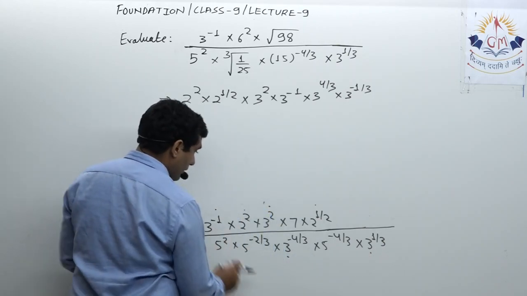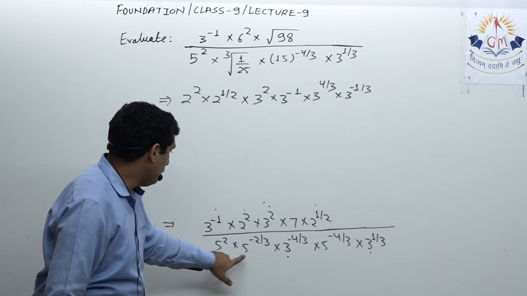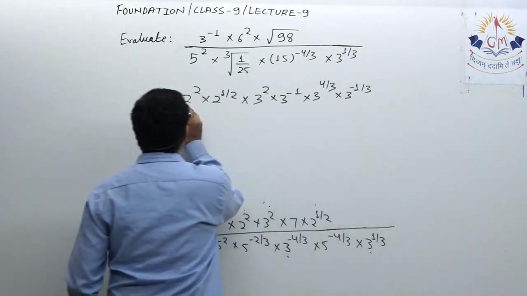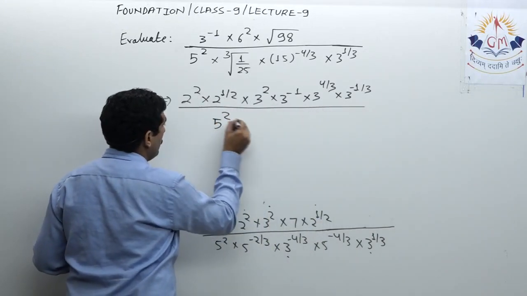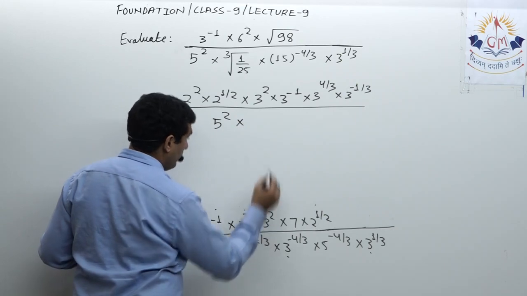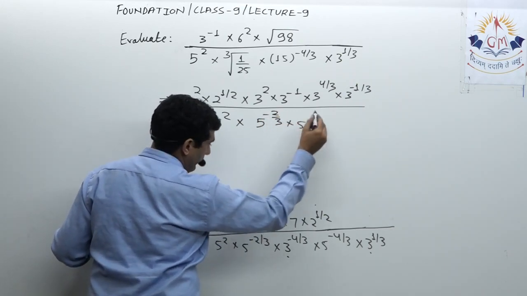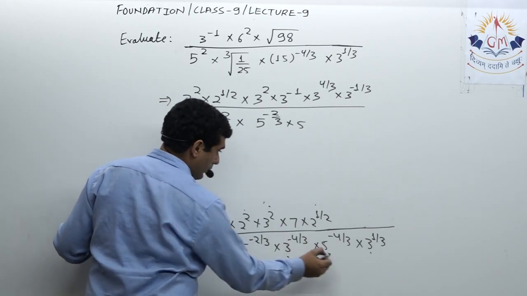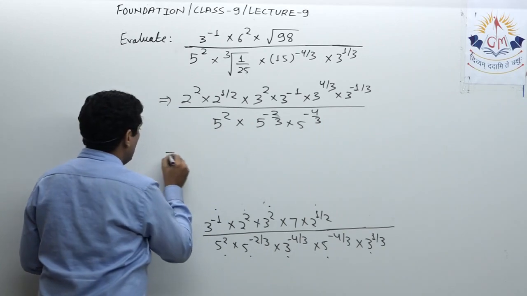Now there are terms containing base 5. So 5 raised to 2. I am writing this in the denominator only, sorry, denominator only. 5 square into 5 raised to minus 2 by 3 into 5 raised to minus 4 by 3. Okay, now I will simplify.